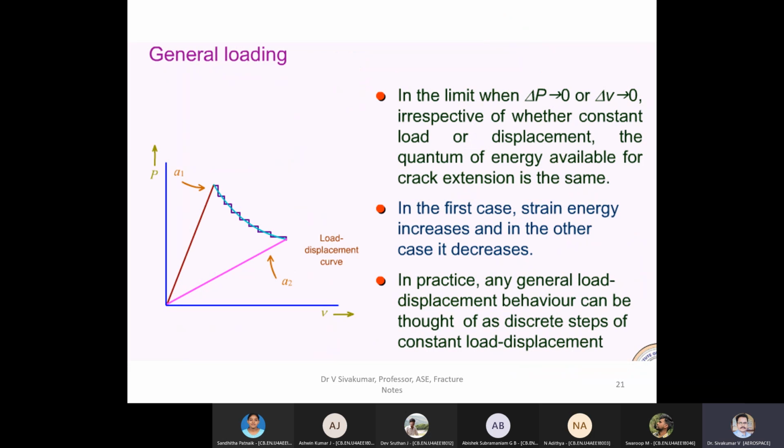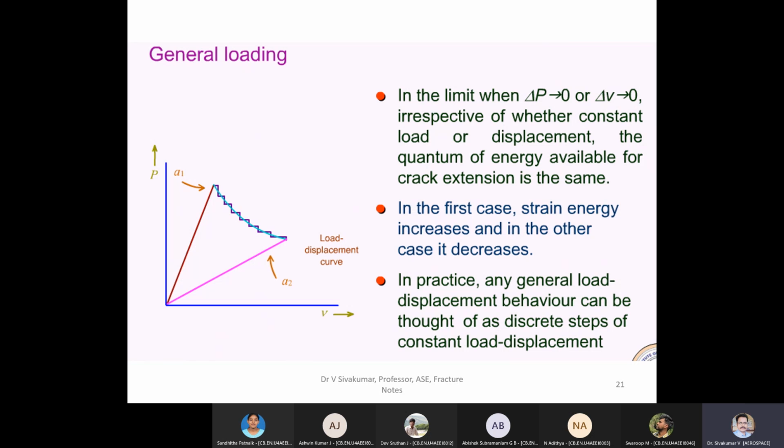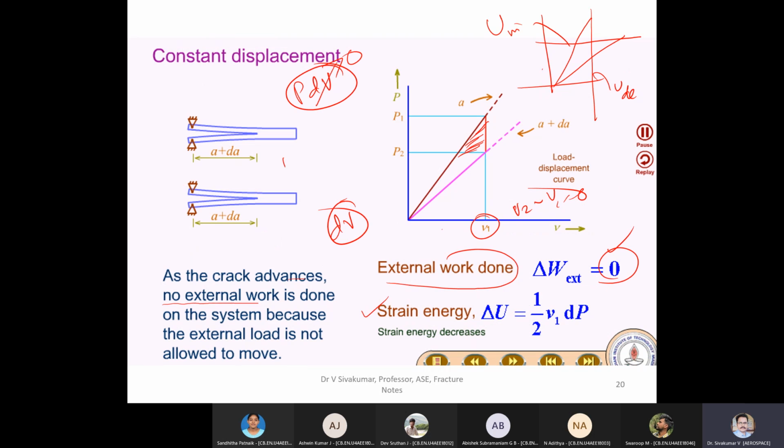So in this observation, what we can say is, you can see here, this is the triangle, no? This is the one which we are finding. This is the energy basically, that minus this. So in the limit, when delta P tends to 0 or delta V tends to 0, that means when you go for incremental kind of things, we have to look for smaller things only. Incremental means it should be a very small increment.